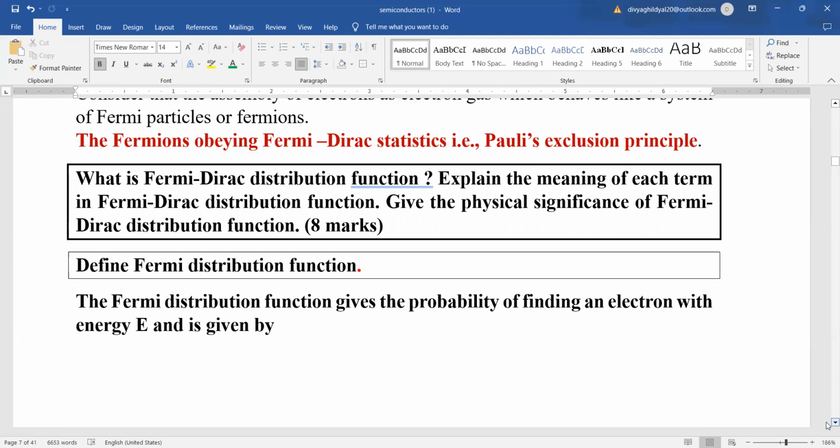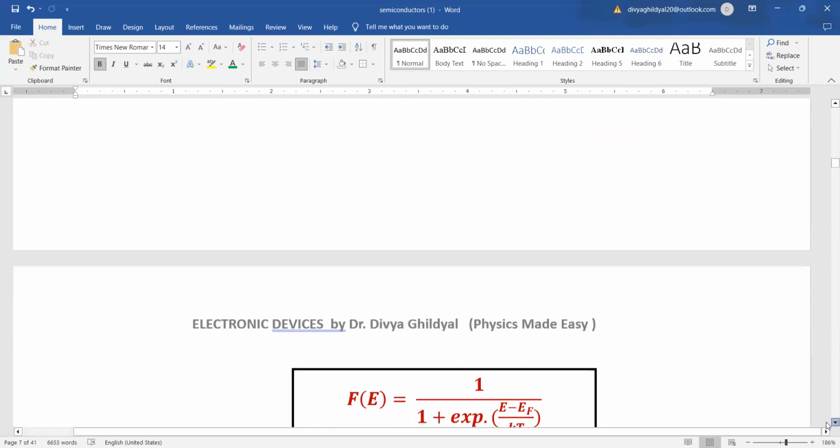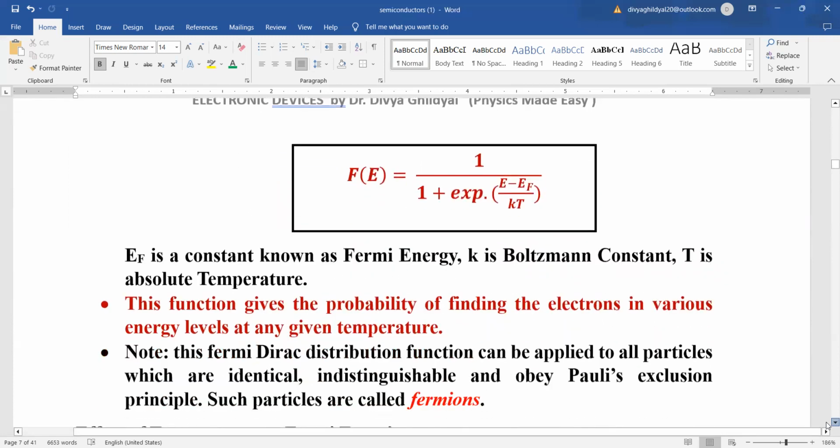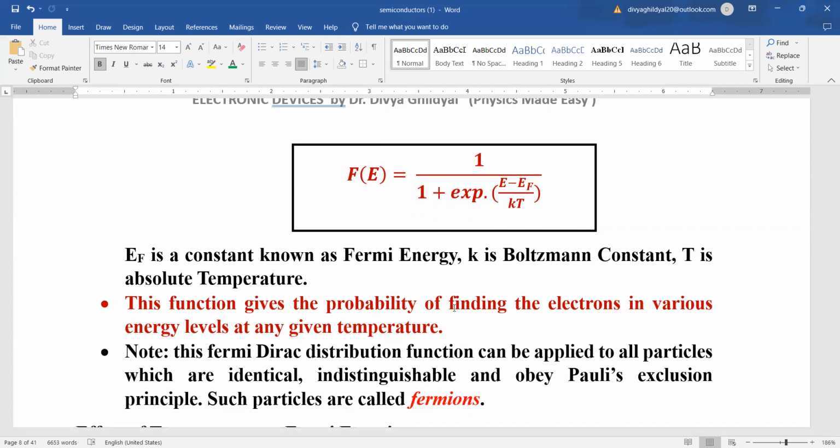So the Fermi-Dirac distribution function for an electron with energy E is given by F(E) is equal to 1 upon 1 plus exponential of (E minus EF) upon KT, where EF is a constant known as Fermi energy, K is the Boltzmann constant, and T is absolute temperature. So this function gives the probability of finding the electrons in various energy levels at a given temperature. You can expect a numerical on this formula also.